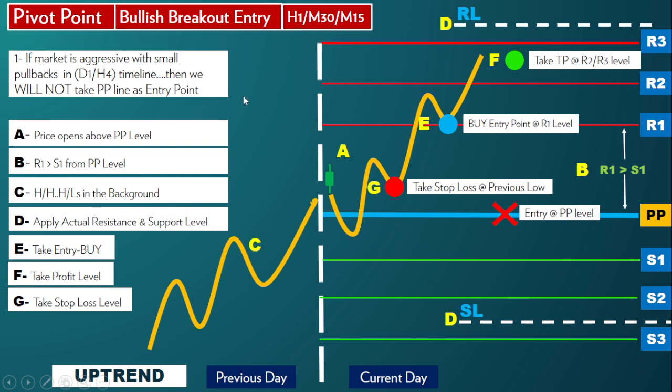So all this graphical representation gives you an idea. Then when you actually go to the actual price chart, you can open this graphical representation and try to identify the actual scenario on the price chart. So this is how you will be able to learn and trade successfully by using pivot point in a bullish breakout scenario.